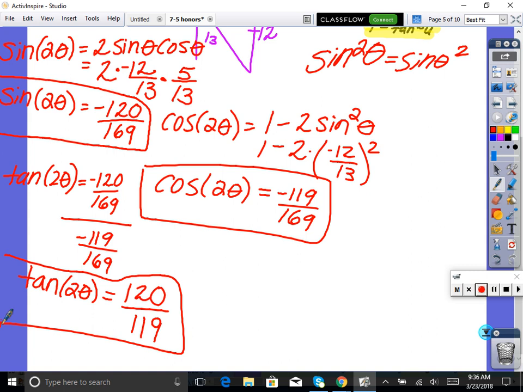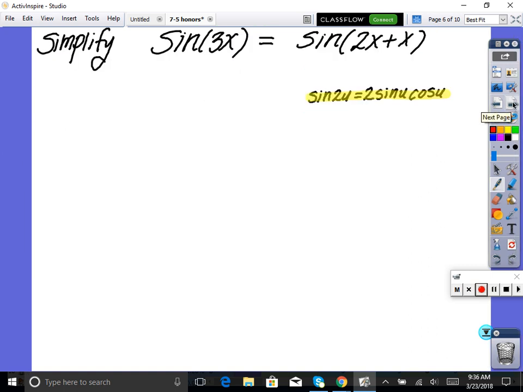Okay, we're doing good. Okay, let's look at this one. So it says simplify sine of 3x. Now what this is doing is it's giving you a hint of where to start. It doesn't say prove this, or verify this. So we're not verifying that. It's saying simplify this. So it's saying simplify sine of 3x.